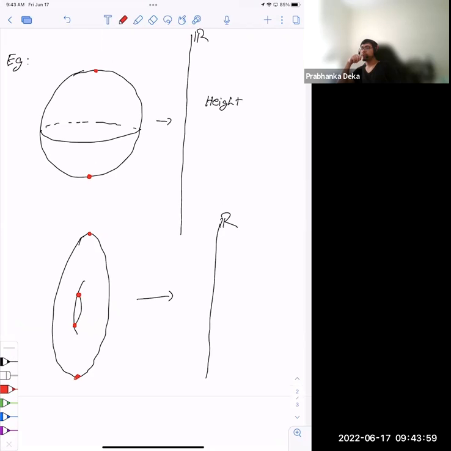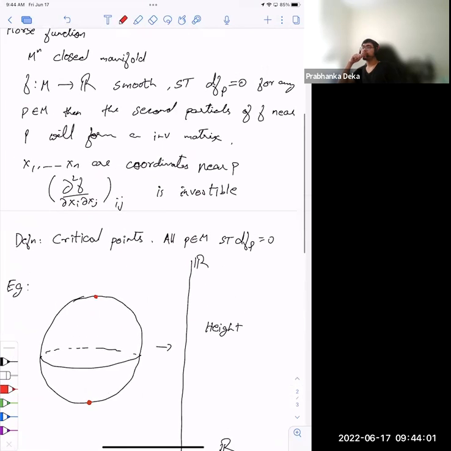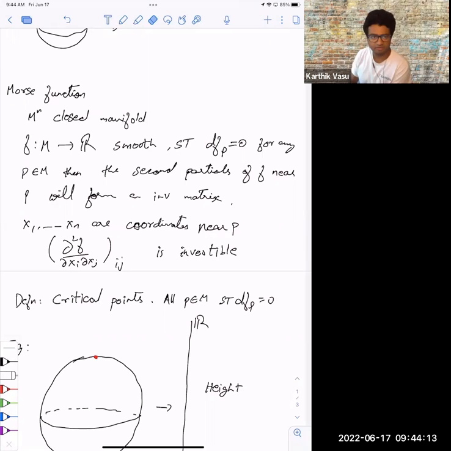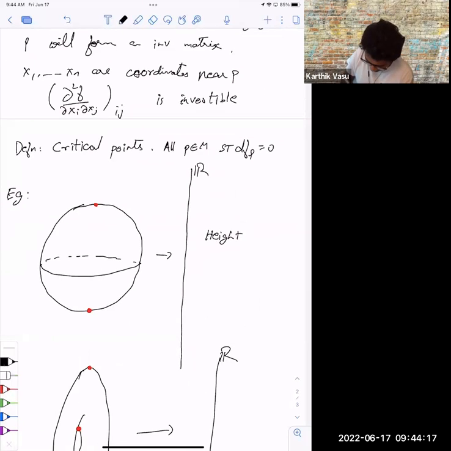Vasu, can you scroll up to the definition once? Yeah. Yeah, I hope. Okay. So like the height function, as in you're just taking the z coordinate. Yeah, that z coordinate. Okay, thank you. These are embedded inside R3, and this is just the z coordinate.